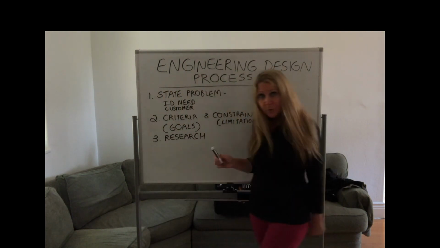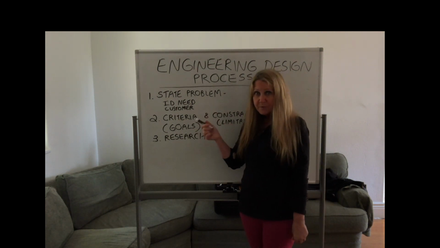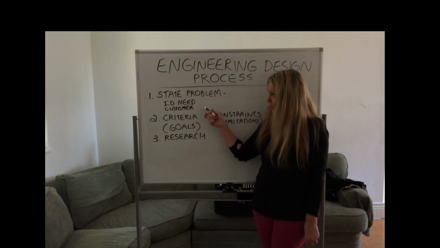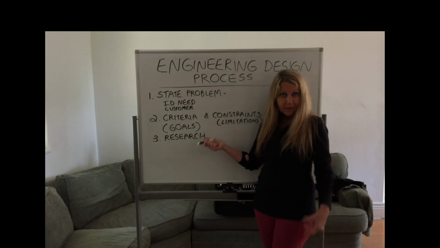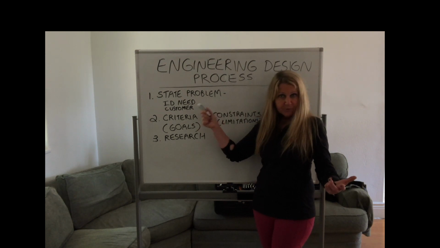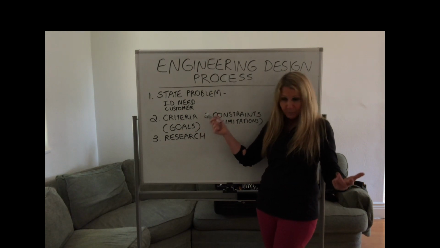The next thing, you're going to do some research. Now, just like the scientific method, these steps do not have to always be in this order. Obviously, though, you would start with a problem, and you'd have to identify the criteria and the constraints if you're going to solve the problem. So these would definitely happen in the introductory process of the engineering design process.